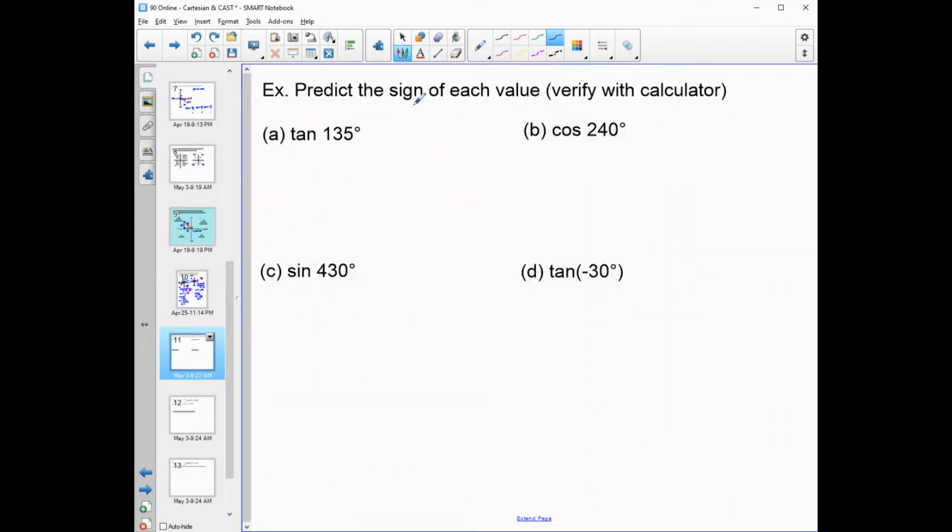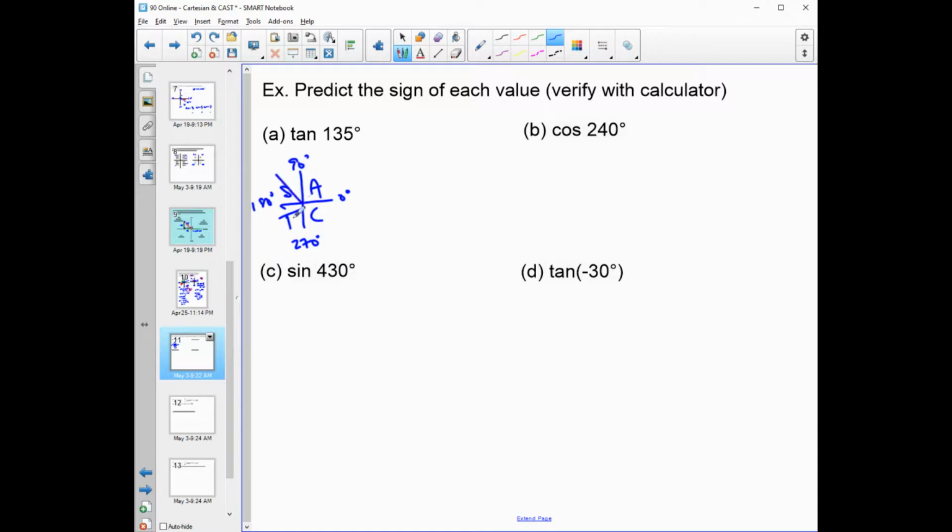Okay, now in this case, predict the sign of each value, just once again, making use of the idea of the CAST rule. So this example is actually easier. I should have done this in the other order. This example is easier than the previous one. The tangent of 135 degrees. I guess you do still need to remember your angles. Which again, you maybe write this out for as long as you need to until you've got it memorized.